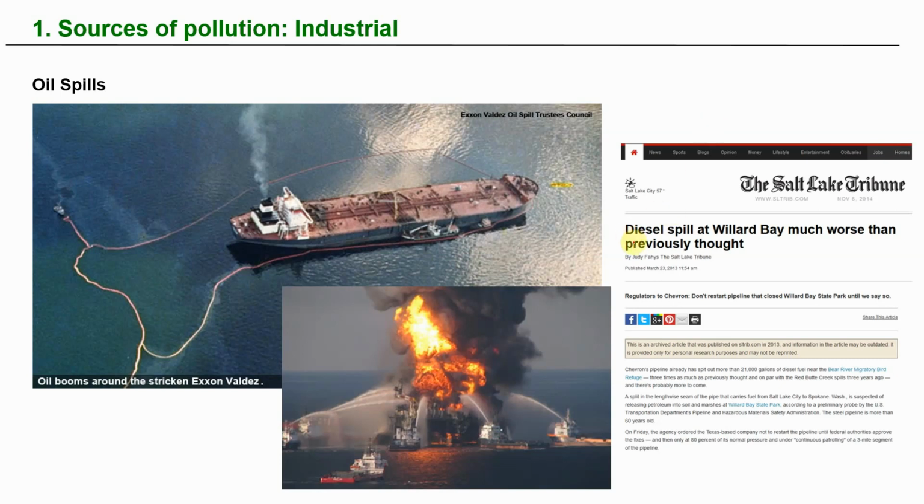So, for example, there was a large diesel spill in Willard Bay in 2014 that, as it says here, was much worse than previously thought. This was due to a pipeline going pop, and it was owned by Chevron. The regulators told them they could not restart this diesel pipeline at Willard Bay until they say so. By the time this news article came out, the pipeline had already spit out more than 21,000 gallons of diesel right near the Bear River Migratory Bird Refuge. So this was a really serious incident, and it happened very locally.